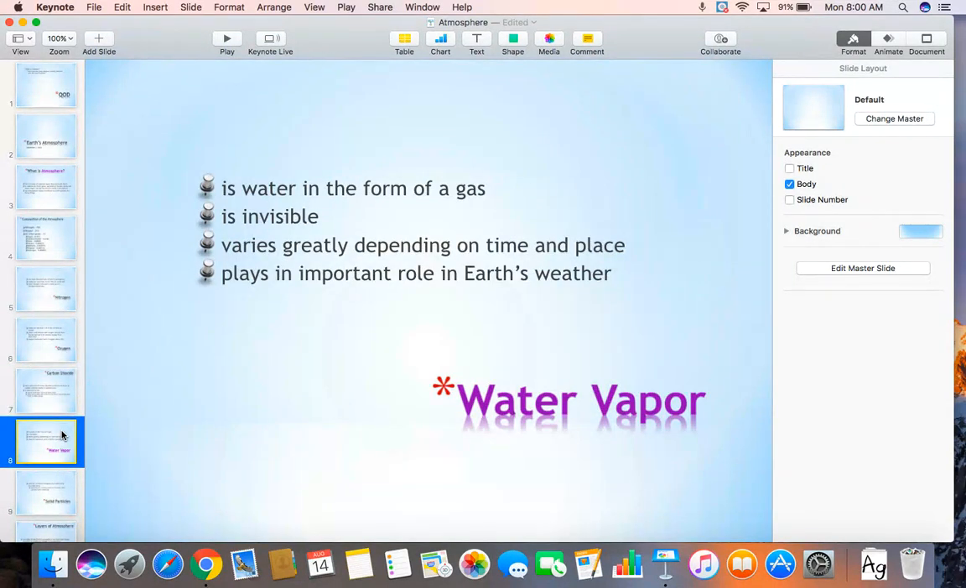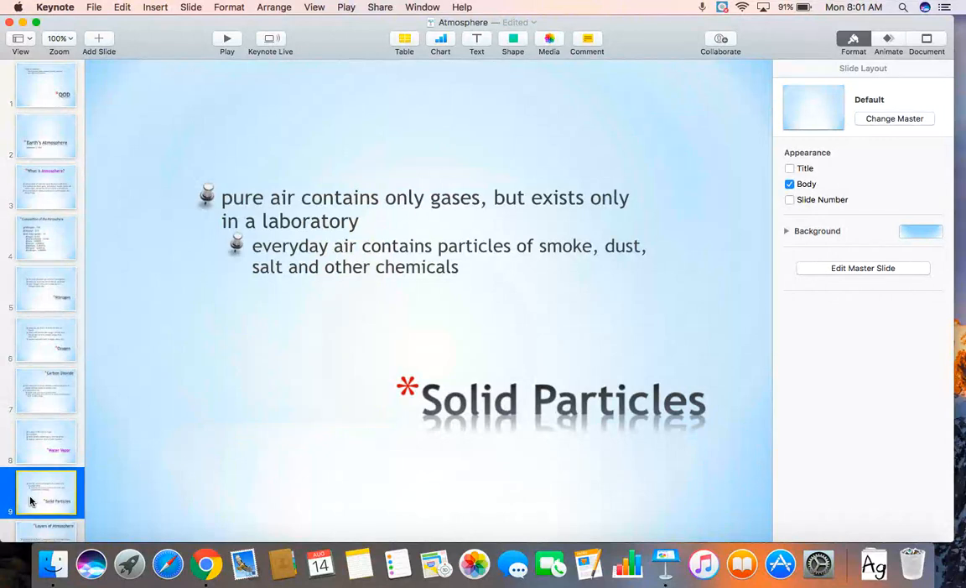Water vapor. Again, this is something that you're going to see a lot. It's everywhere. It's around you. It's invisible. It is water in the form of a gas. Solid particles. This is what's also in the air that you breathe, although we don't necessarily see it. When we think of solids, we think of something that we can see with the naked eye. If you pay close enough attention, you can see some of the bigger solid particles. But the air that we breathe does contain a lot of other things other than simply gas.